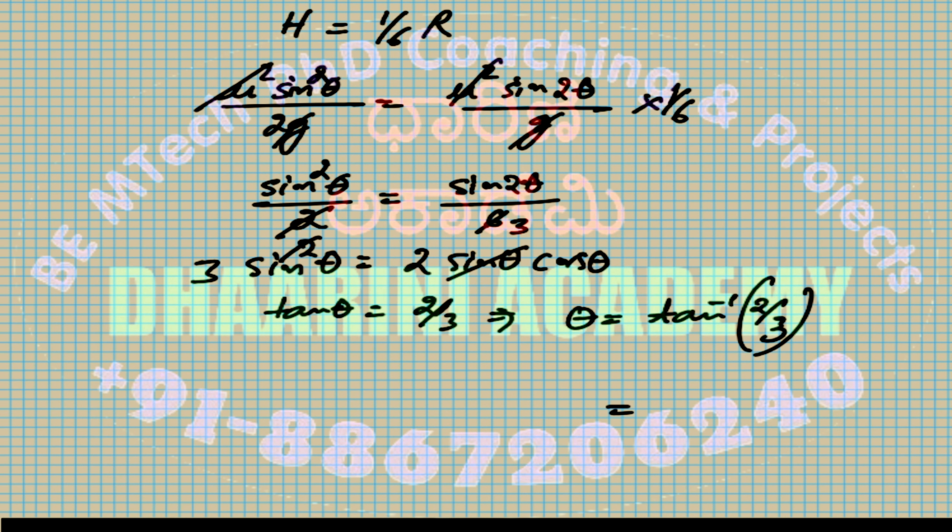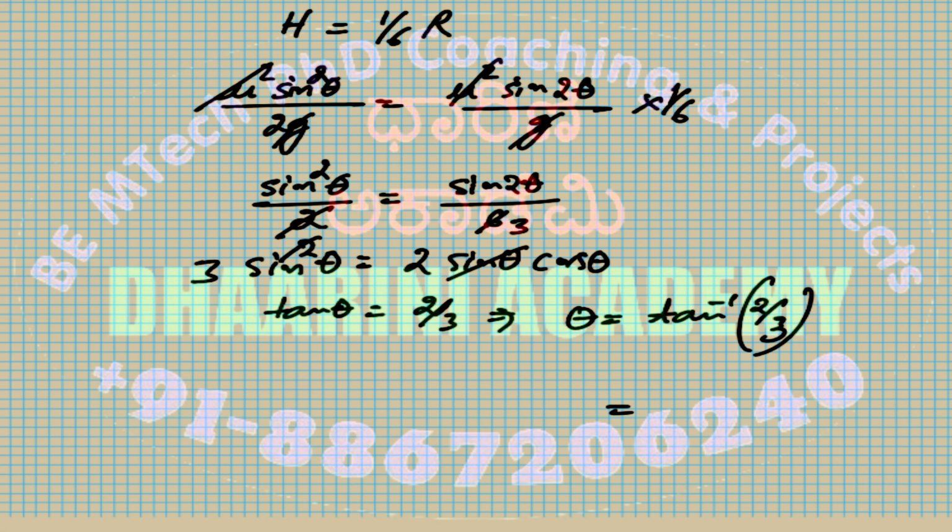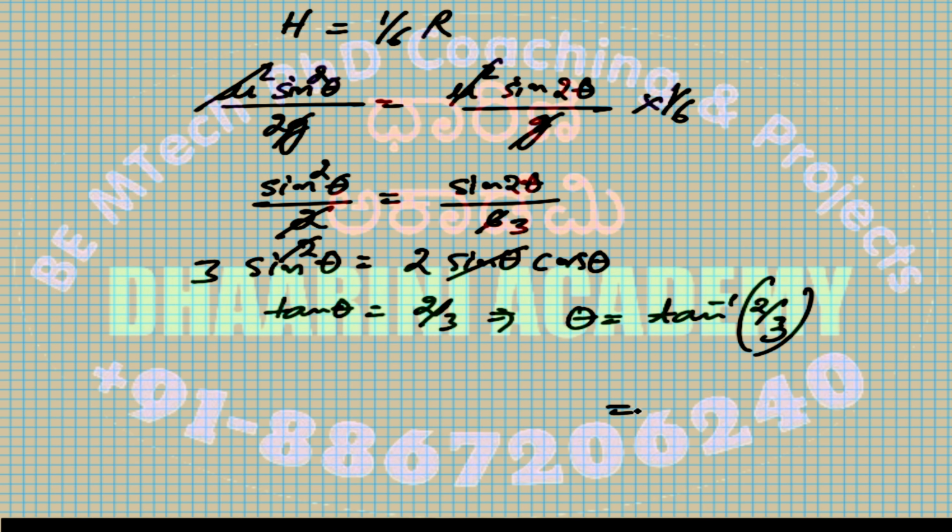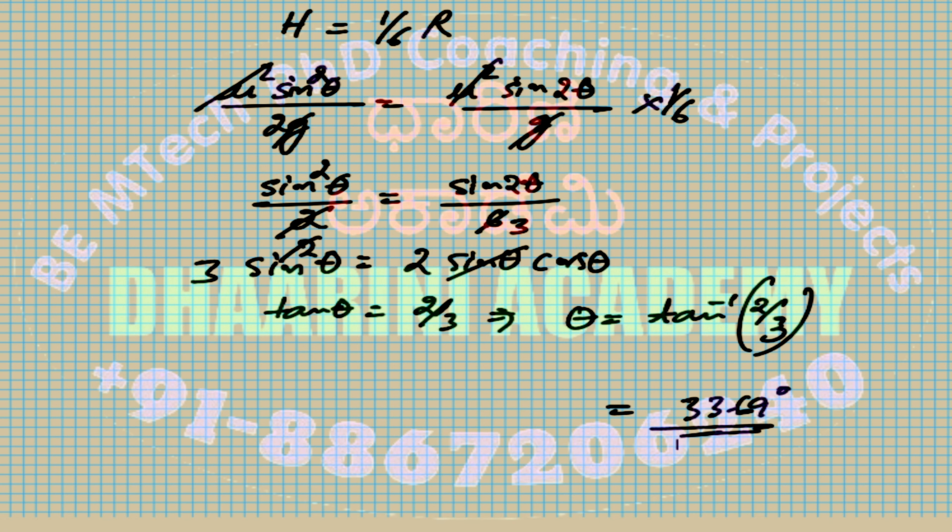So this means theta should be equal to tan inverse of 2/3. Okay, so that means 33.69 degrees. Okay, this is the required answer.